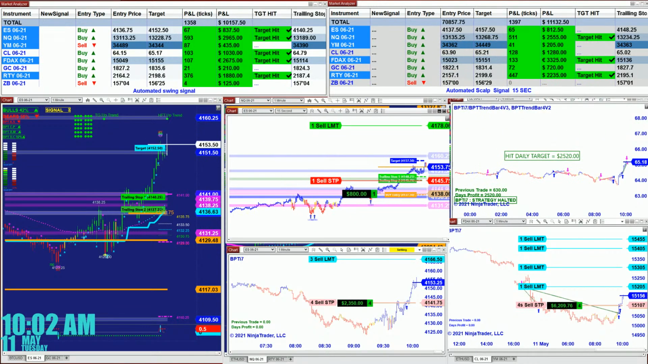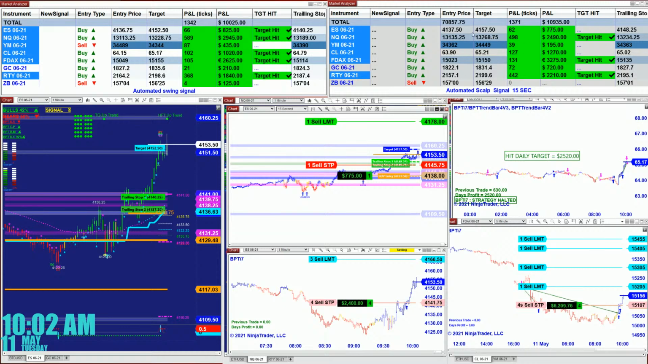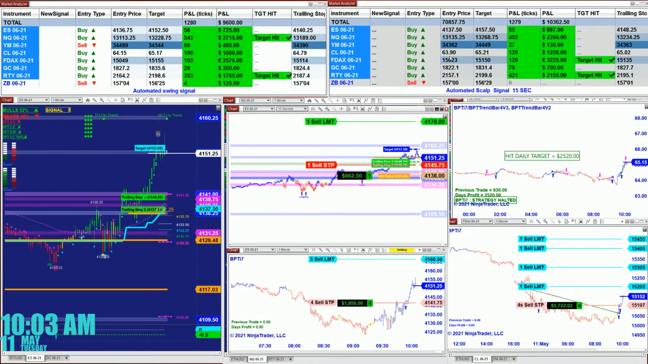On the scalper in the right upper corner, we don't have to trade all of them. We can trade ES, NASDAQ, or Dow Jones, or you can trade ES, NASDAQ, Dow Jones, and CL if you want to, but you don't have to trade all of them. If you have the money to trade all of them, you can also trade on a micro account. And now we have 1,300 ticks in profit.